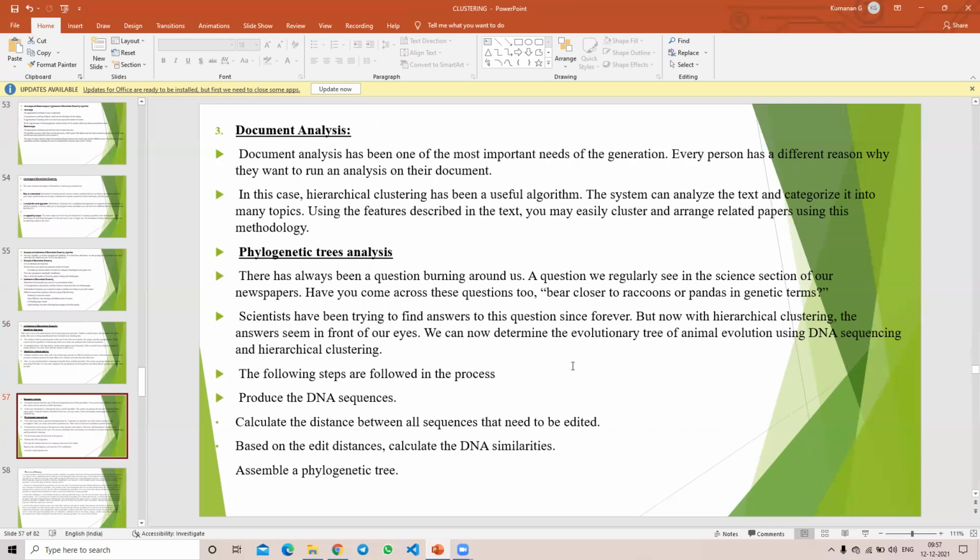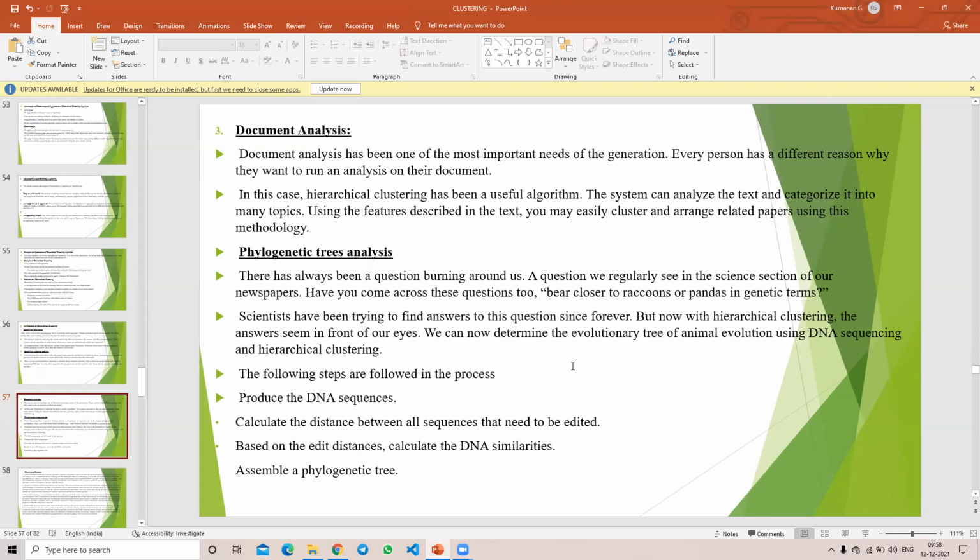Phylogenetic tree analysis. There has always been a question burning around us, a question we regularly see in the science section of the Tempo newspaper. Have you come across this question? Are we closer to raccoons or pandas in genetic terms? Scientists have been trying to find the answer to this question since forever, but now with hierarchical clustering, the answers seem to be in front of our eyes. We can now determine the evolutionary tree of animal evolution using DNA sequencing and hierarchical clustering.